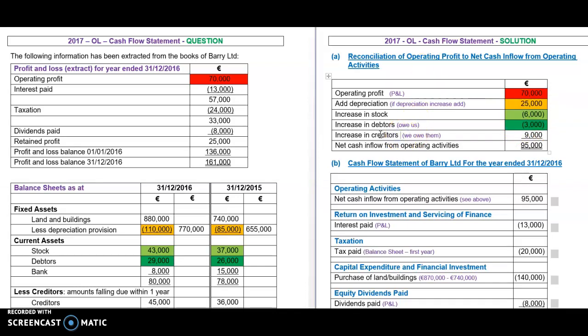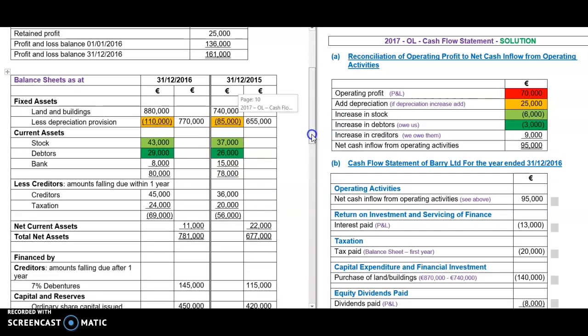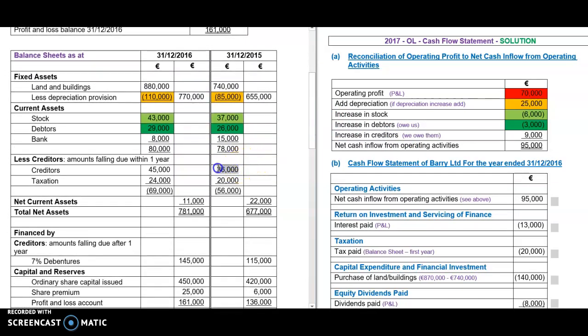Our next entry is creditors. Again, we go to a balance sheet, this time on the creditors. 2015 creditors were €36,000, and in 2016 they were €45,000. So you can see creditors have increased from 36 to 45, so increase. Obviously creditors are people who we owe money to, so if our creditors increase, it's always a plus. Our next calculation is the net cash inflow from operating activities, and it came to €95,000. So that was calculated by just adding the figures above.